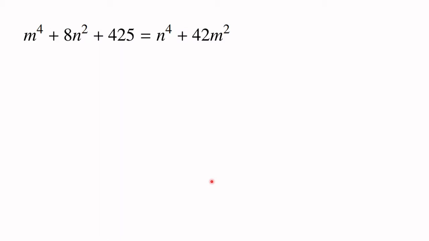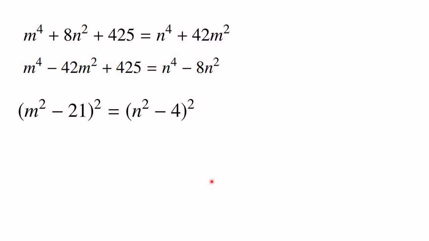Now, what can we do? Well, the first thing we can do is group the like terms. If we group all the m's on one side and all the n's on the other, then we get this. And now if you look at this, you can see you can complete the square on both sides, which will give you (m squared minus 21) all squared, which is equal to (n squared minus 4) all squared.